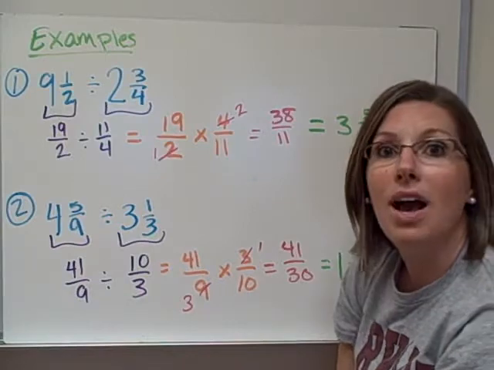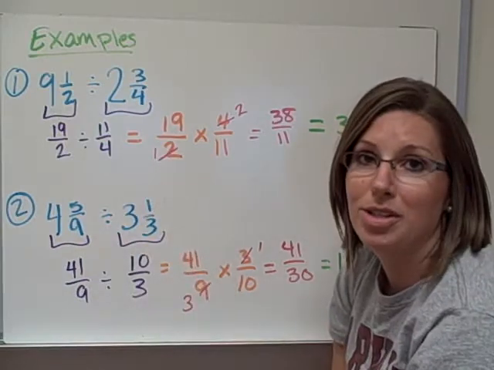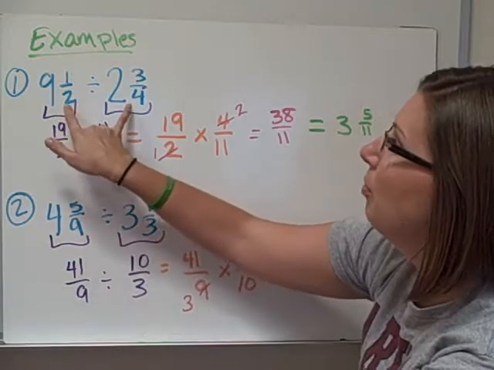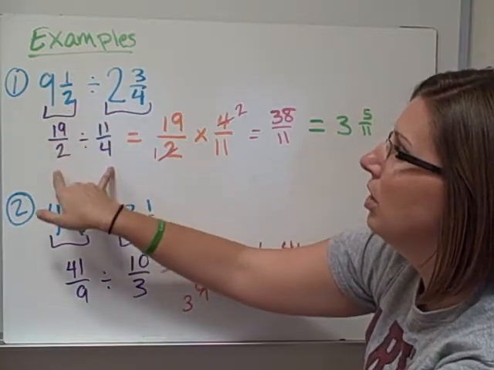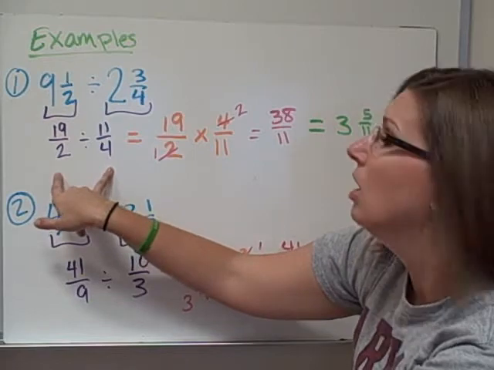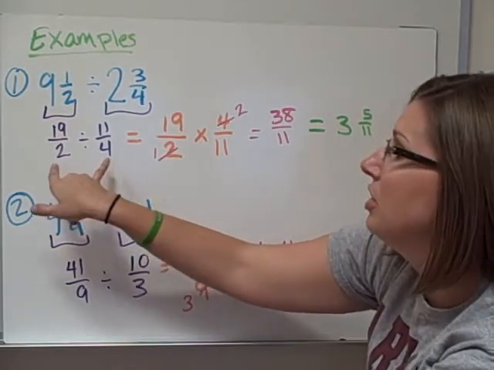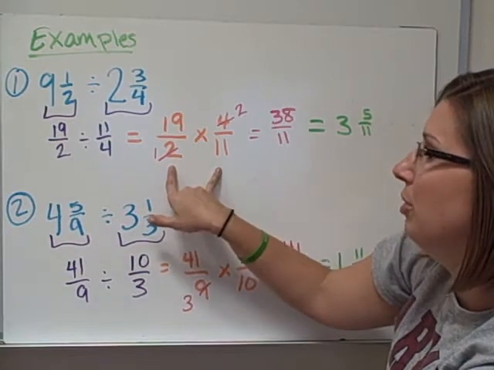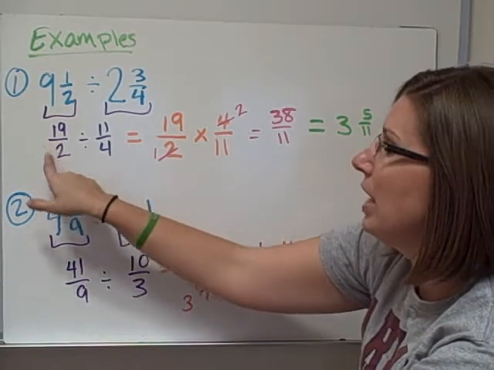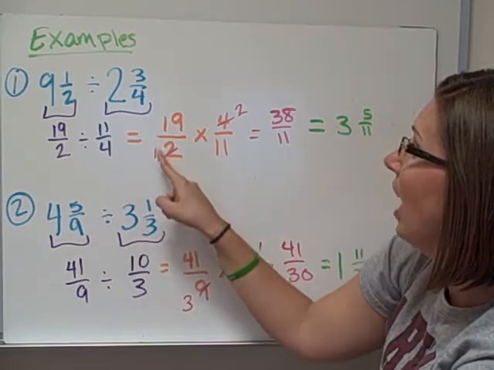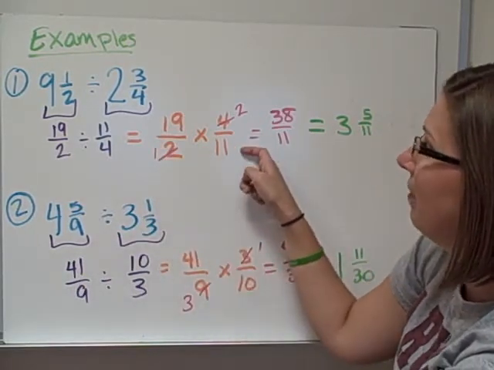In these examples, I've got 2 mixed numbers, so I have almost double the work. I've got to change both sets of mixed numbers to improper fractions. Once we've changed them to improper fractions, I change the division problem to a multiplication problem. So 19/2 divided by 11/4 becomes 19/2 times 4/11.